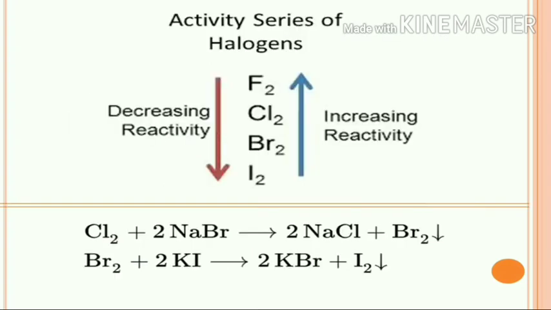Like metals, we also have the activity series for halogens in which the reactivity of halogens goes on decreasing in the order fluorine, chlorine, bromine, iodine.